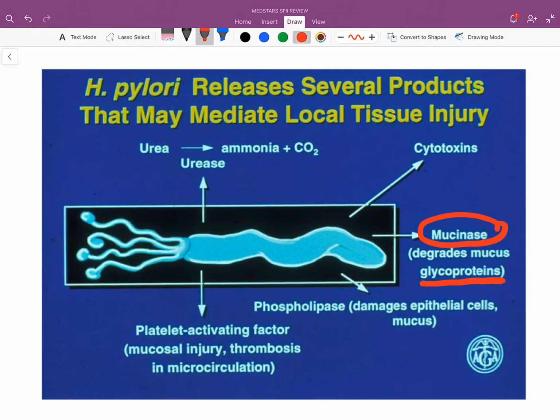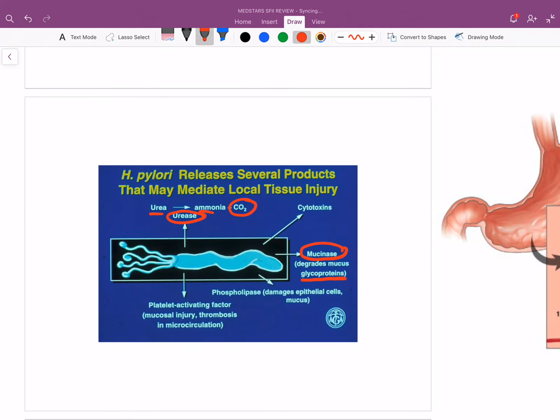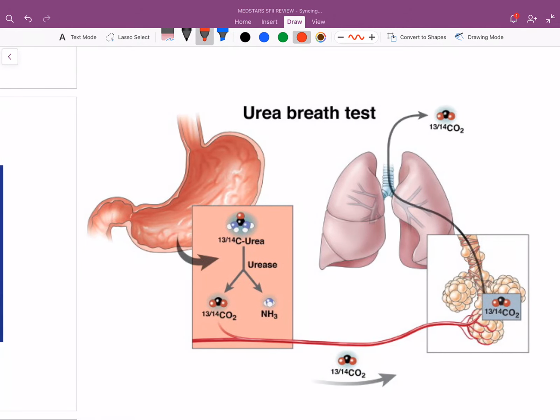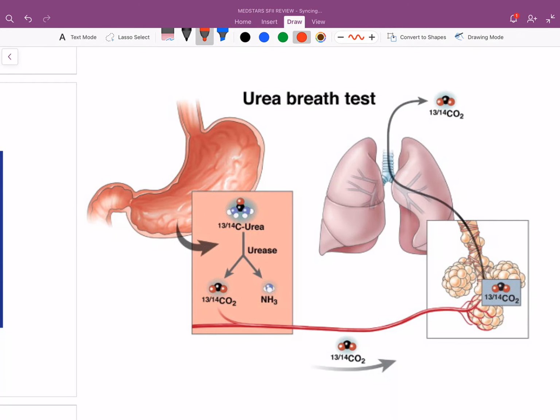These cells also secrete urease. Urease turns urea into ammonia and carbon dioxide. So why is this important? Well, this is how you diagnose a Helicobacter infection. If someone comes to the clinic and they say, my stomach hurts, it feels like I have heartburn, a gastric burning sensation, epigastric pain, and you are suspecting Helicobacter pylori infection, which you should, you can do something called a urease breath test.